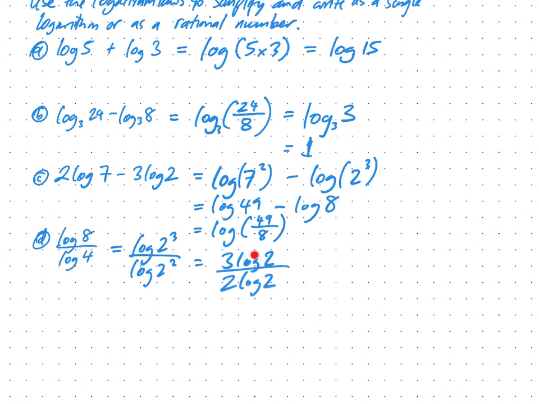We have the same thing here, log 2, so they cancel. Dividing something by itself is going to give you 1, so that cancels out. So it's going to be 3 on 2, rational number simplified.